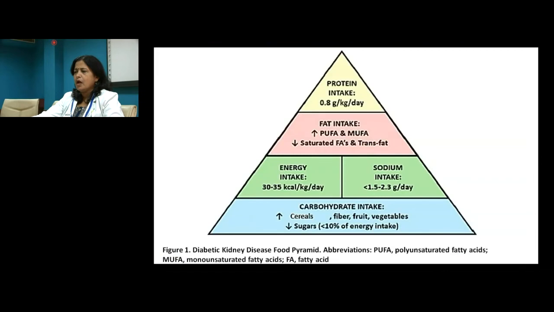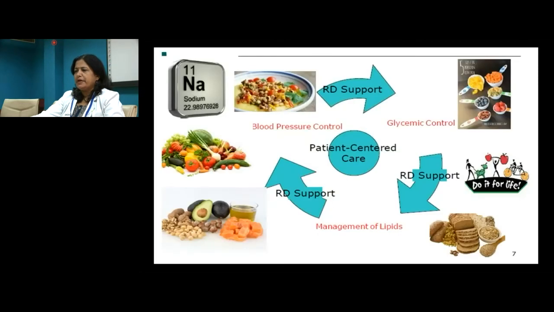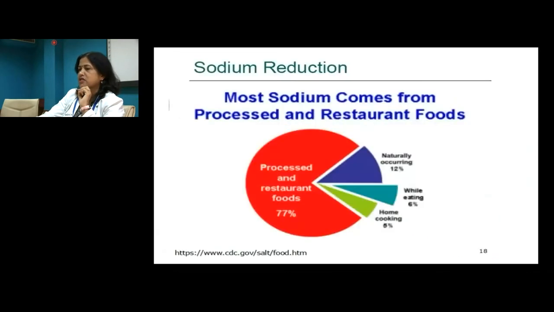This is the diabetic kidney disease pyramid that also elaborates the PUFA, MUFA and fatty acids. Now, patient-centered care, that means what exactly the nutrition is. Sodium-rich food is avoided because we need blood pressure control. We need to avoid sugar or sugar-based products for glycemic control, and we need to exercise for overall control of the lipids and sugars. And what exactly are the individual choices of the patient, so we try to consider it for any kind of nutrients.